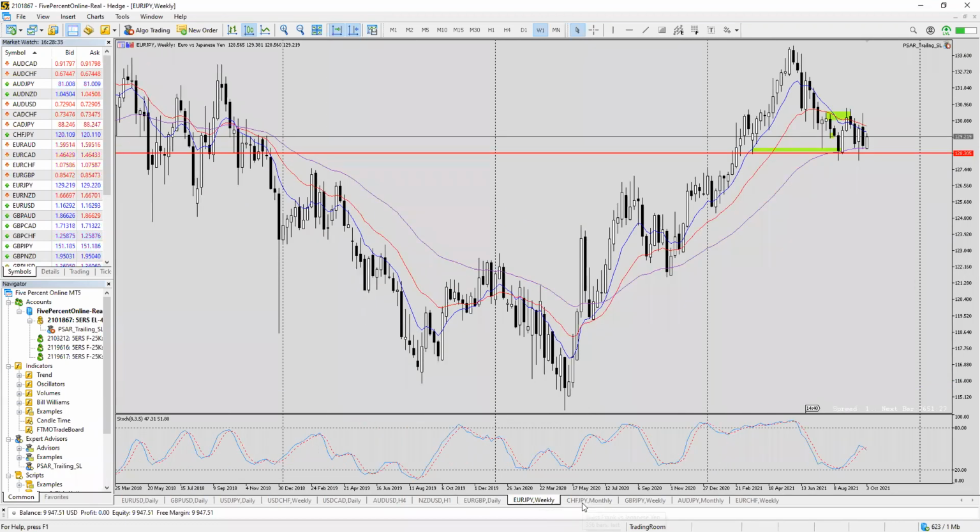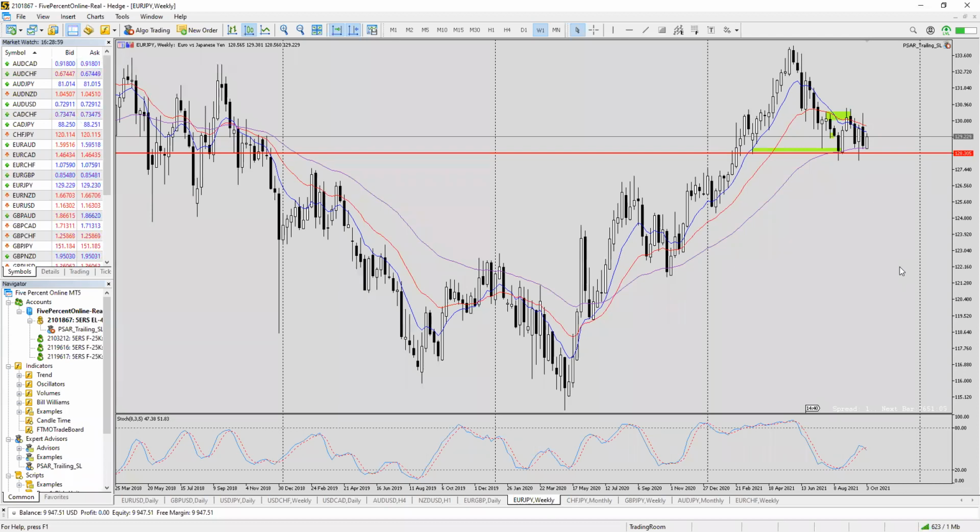Euro yen and Swiss yen are interesting because they're holding above this demand zone or support area, and once this pair picks up a direction, it could move sharply in that direction. Of course, if it closes below, it could move sharply lower.